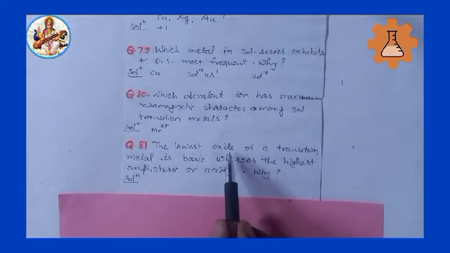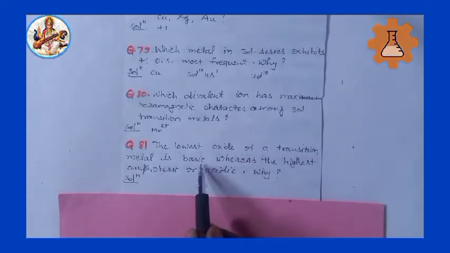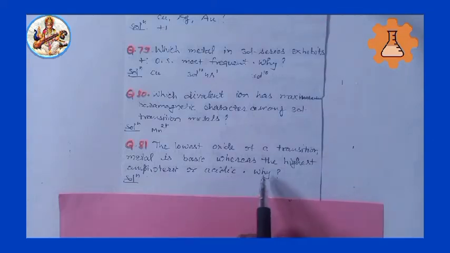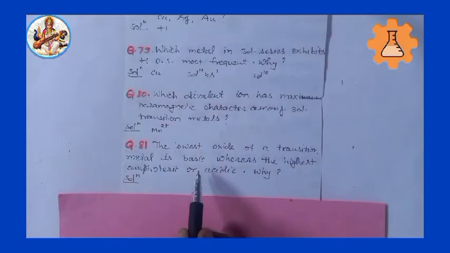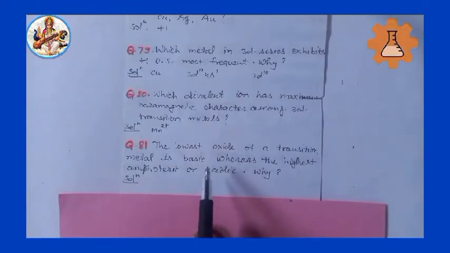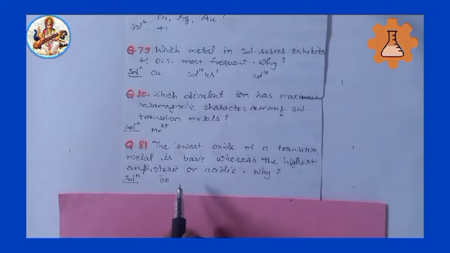Next, 81. The lowest oxide of a transition metal is basic, whereas the highest is amphoteric or acidic. Why? Important question. The answer will be: in lower oxidation states, the oxides are ionic in nature. The oxide ion given by them forms hydroxide ion with water and acts as a base.